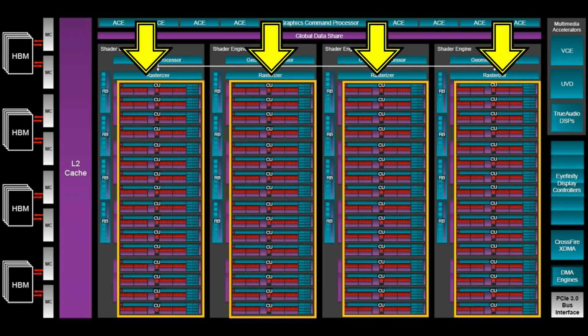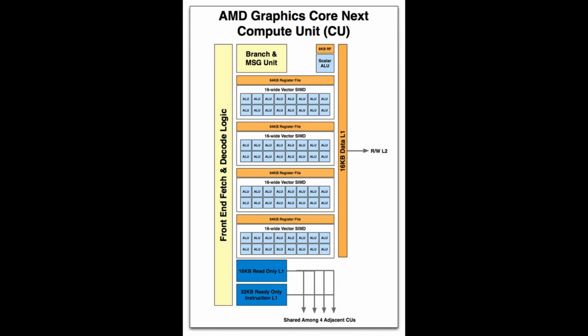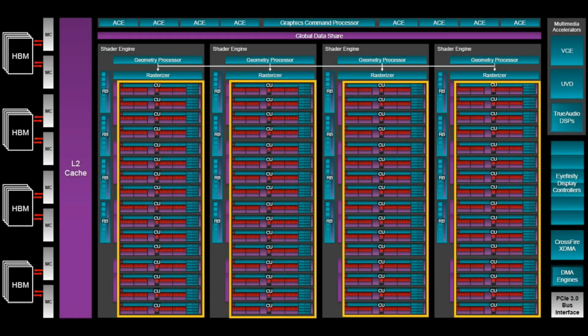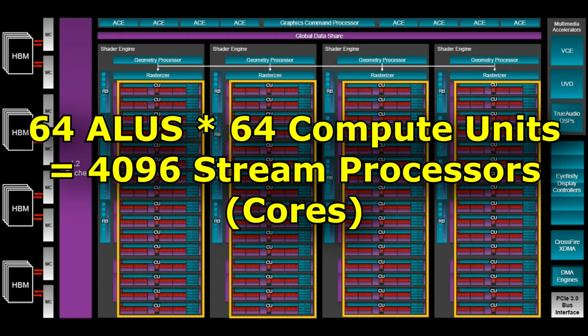All of this work takes place in these CUs, which comprise the bulk of the GPU. The Fury X has 64 of these compute units, and as you can see here, they are laid out 4x16. Now don't panic, but inside each of these CUs are 64 ALUs, or 64 cores, a little bit like the cores in a normal CPU. However, the cores inside a GPU are designed for graphical tasks. So what that means is overall there are 4,096 cores inside a Fury X.